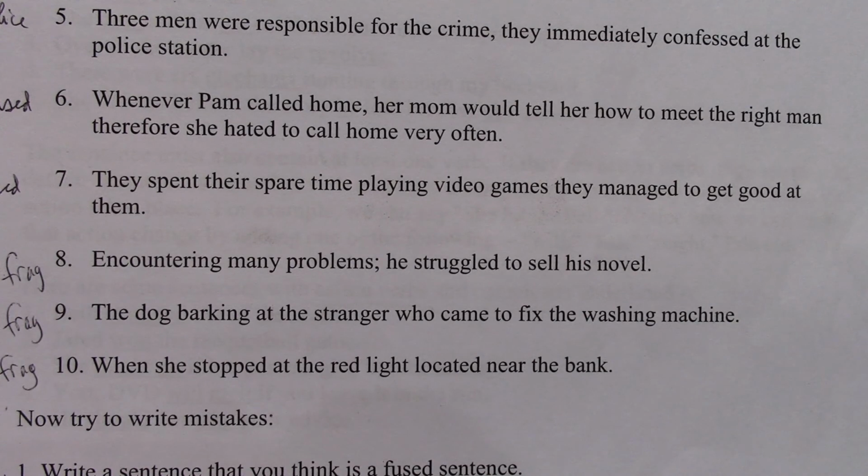This thing is actually a fragment. So when she stopped at the red light located near the bank, what happened? Keep going. When she stopped at the red light located near the bank, she saw her best friend. When she stopped at the red light located near the bank, her car stalled. When she stopped at the red light located near the bank, what? You can put something in there. So one fix is to leave this alone, add another part to it. So the when is only a part of a sentence. Another possibility is if the when is the problem, get rid of it. So we'll just say she stopped at the red light located near the bank.